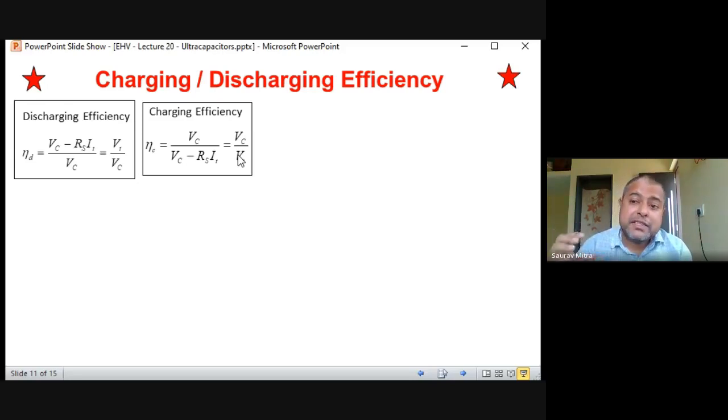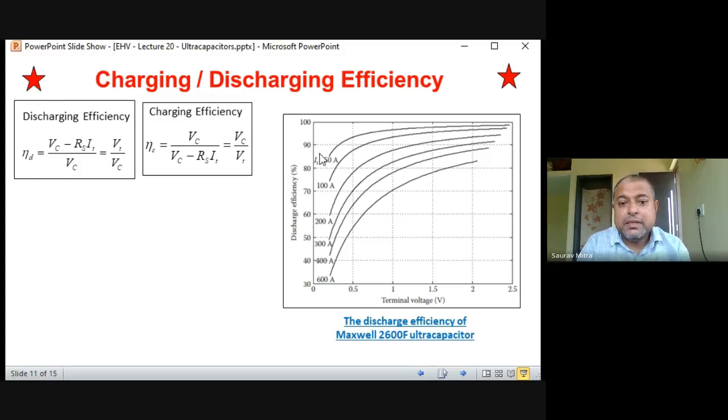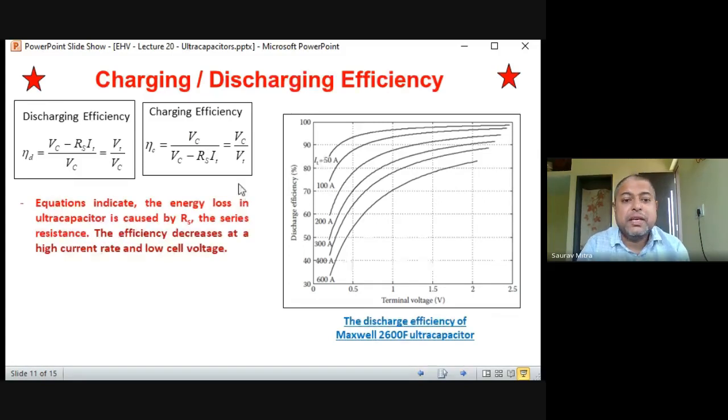In case of charging, from the terminal you are giving the supply in, and in discharge you are taking the supply out from the terminal. So in case of charging, terminal voltage is higher, but the charging has to happen through Rs. Hence whatever Vt you are giving, the whole thing is not going to Vc. Okay, some loss is there at Rs. That's why different values of Rs are going to affect both the charging and discharging process. Here you can find the x-axis is terminal voltage, and the y-axis is discharge efficiency.